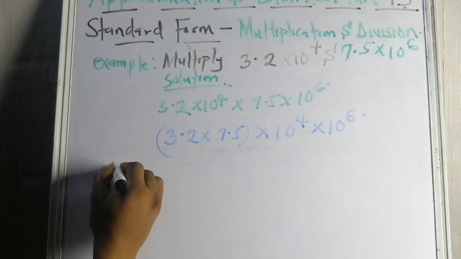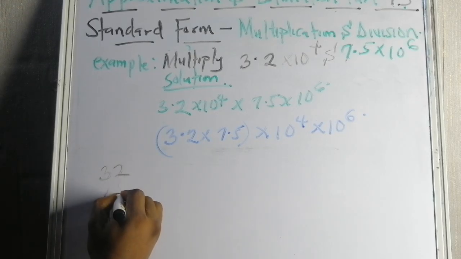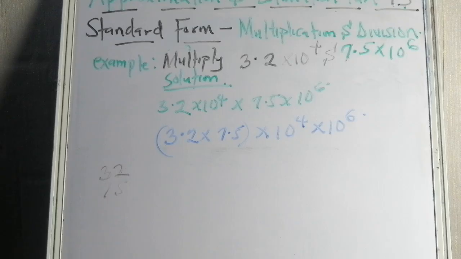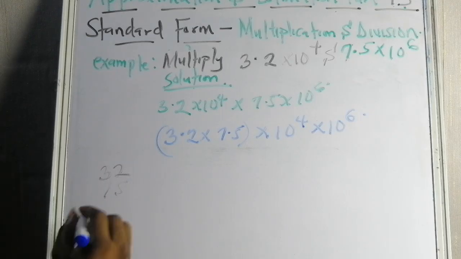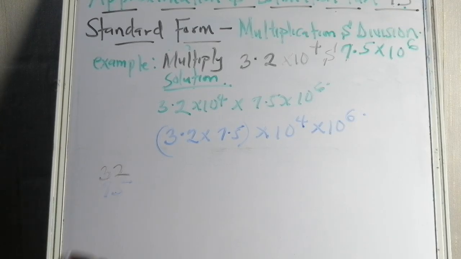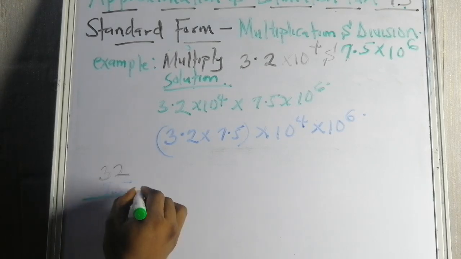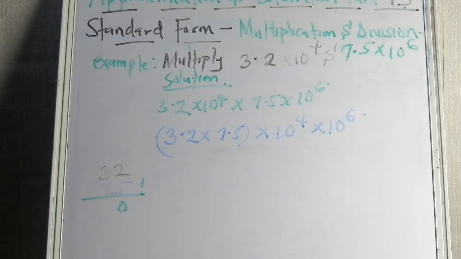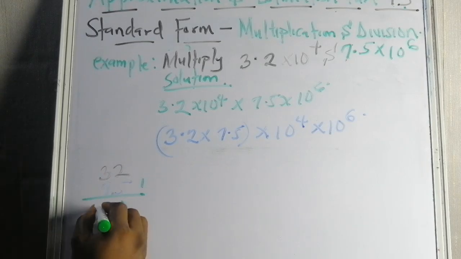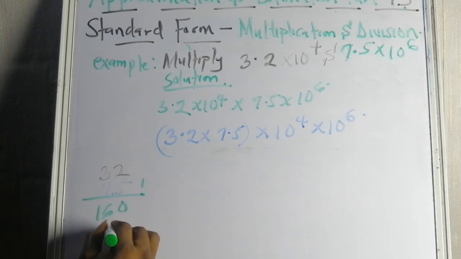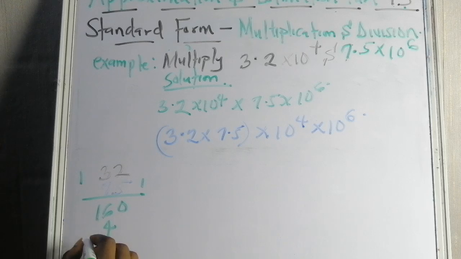Do it manually. That's 32 times 75. You have your 75 here. So 5 times 2, 10, carry 1. 5 times 3, 15, plus 1, 16. 7 times 2, 14, carry 1. 7 times 3, 21, plus 1, that's 22. So you have 6, you have 0, you have 10, then you have 4, you have 2.